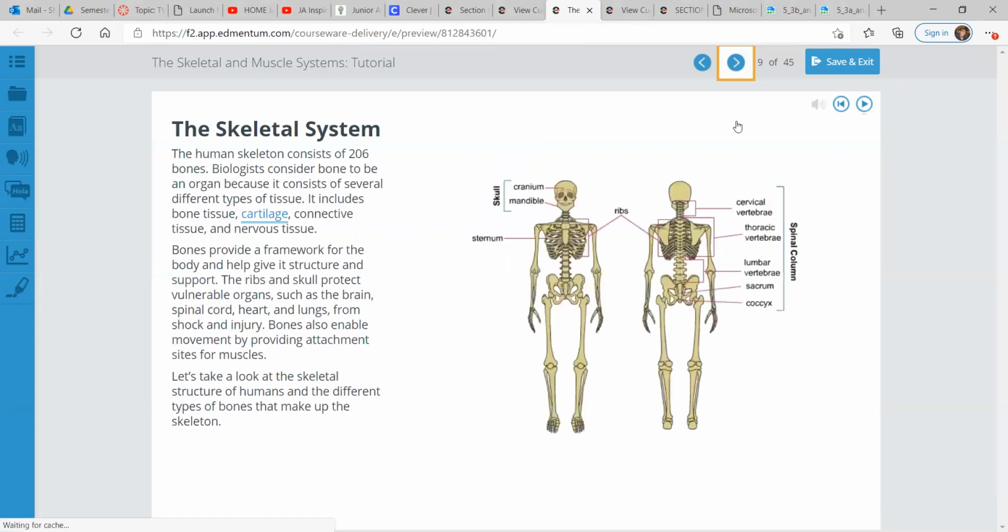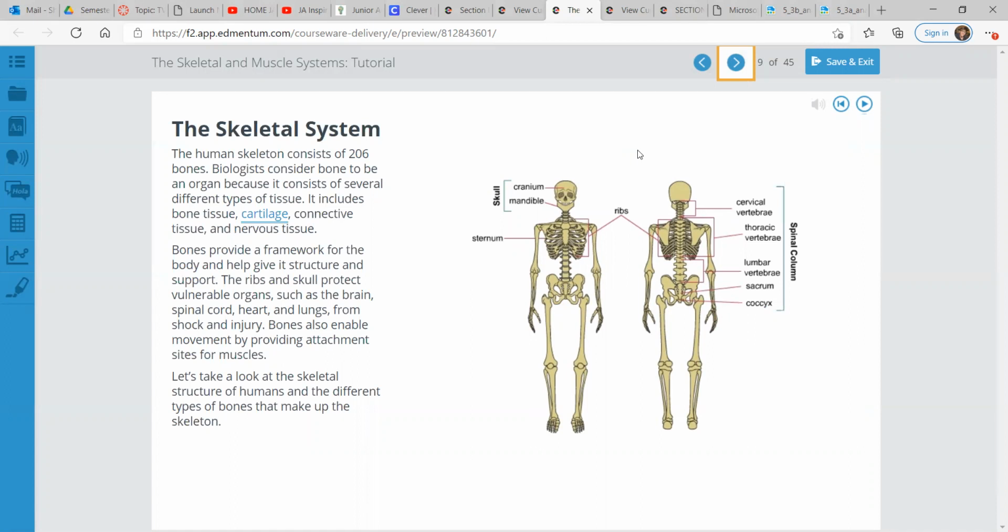But first of all, we're going to talk about the skeletal system. The human skeleton consists of 206 bones. Biologists consider bones to be an organ because it consists of several different types of tissue. It includes bone tissue, cartilage, connective tissue, and nervous tissue.